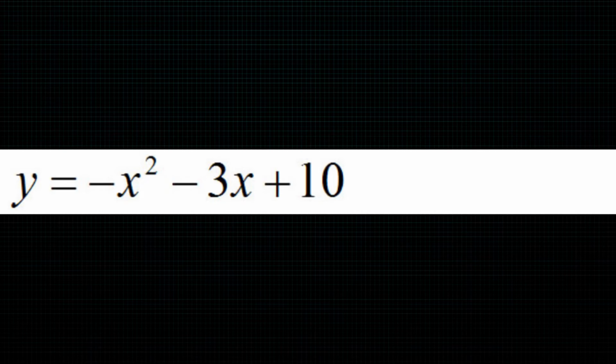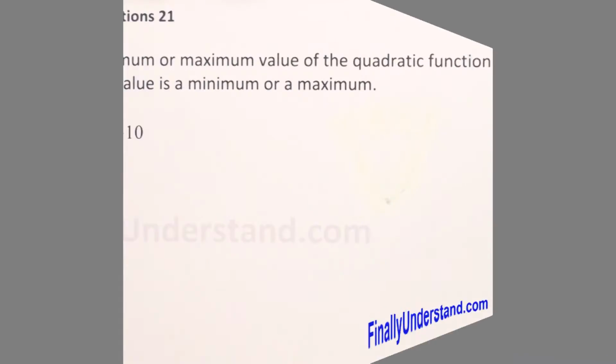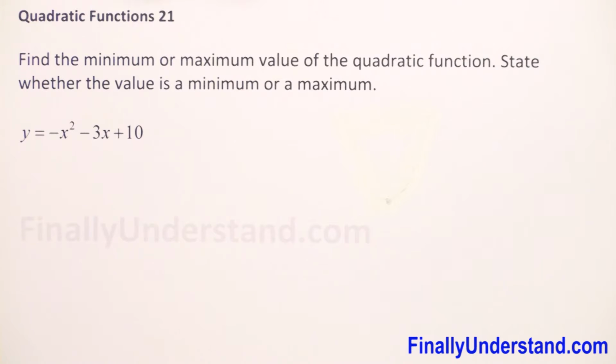We have to find the minimum or maximum value of a quadratic function. When we have to find the minimum or maximum value of a quadratic function, we need to find the vertex of the graph of the function. Why? Let me remind you, the graph of a quadratic function is a parabola. A parabola can open up or open down.